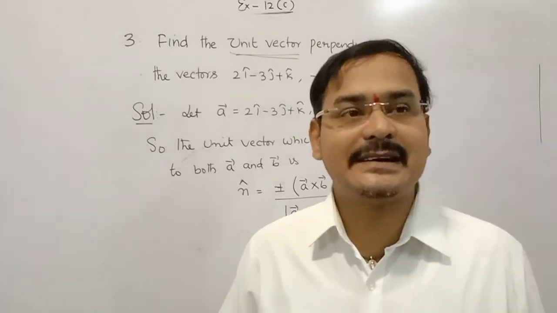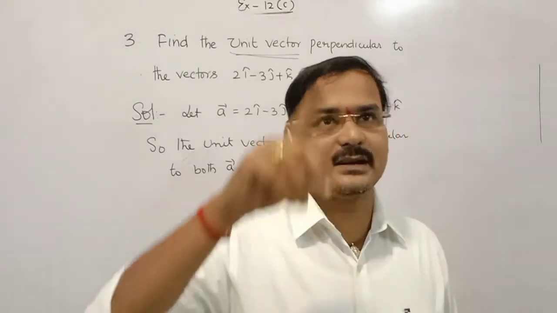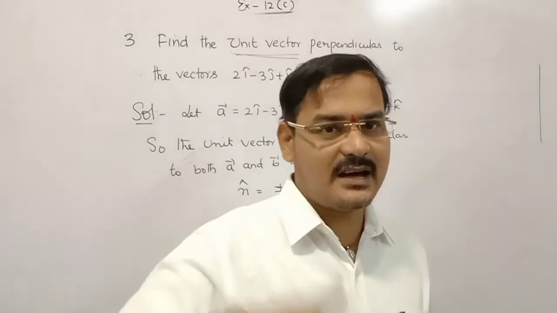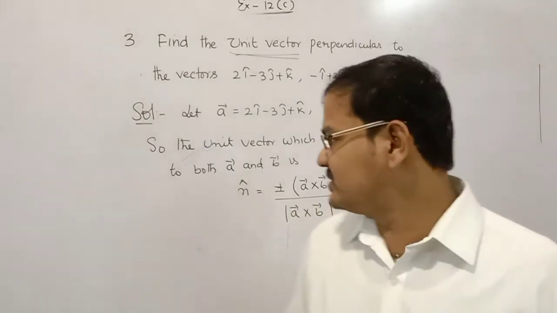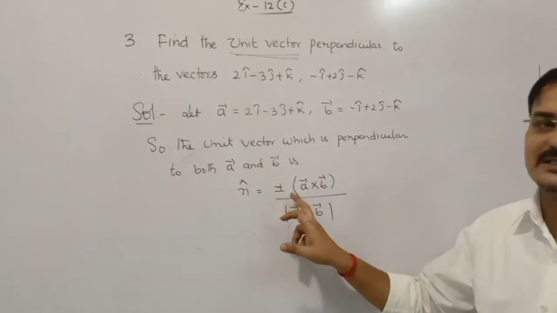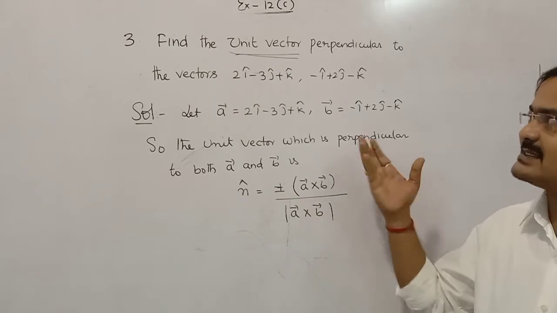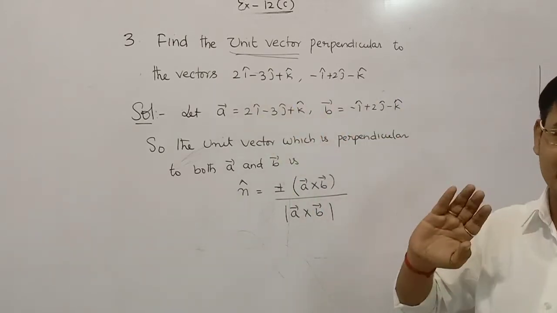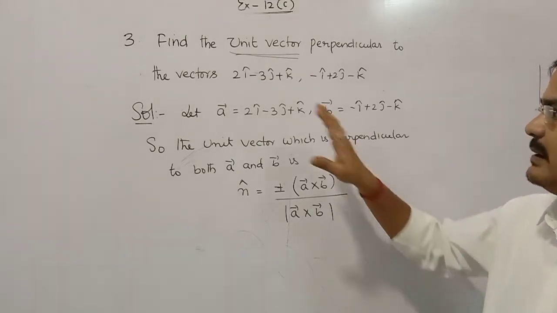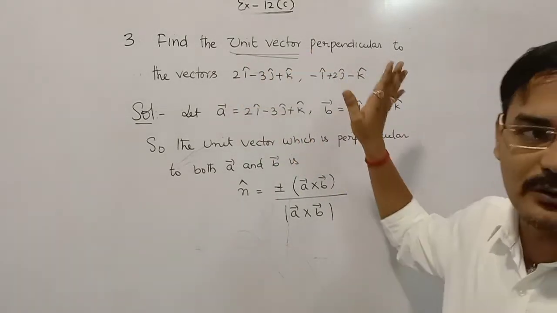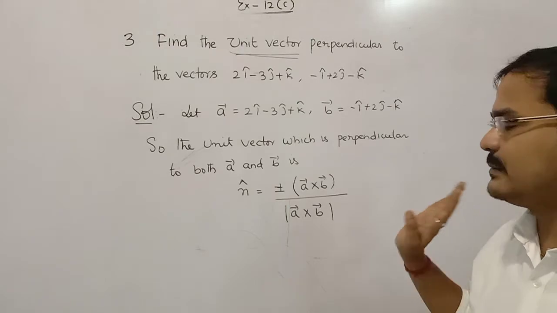But see, in the cross product there are two directions, upward direction or lower direction. Upward direction means positive, lower direction is negative. So that is where you need to take plus or minus. Suppose he asks for the same direction or opposite direction, then you take only one sign. But here he is not asking anything about the direction, so we consider both.